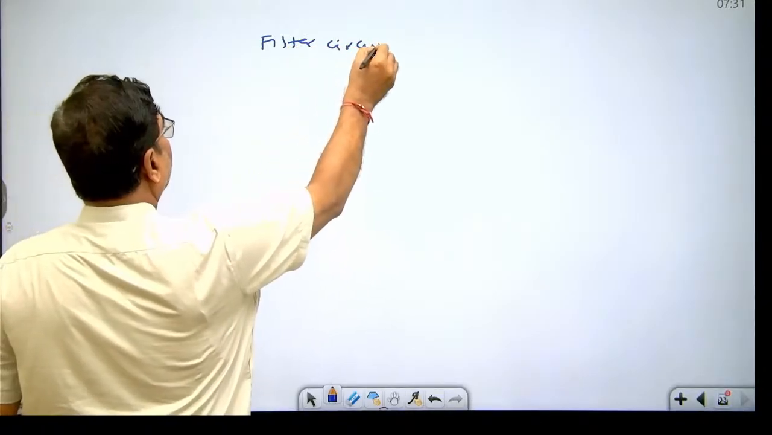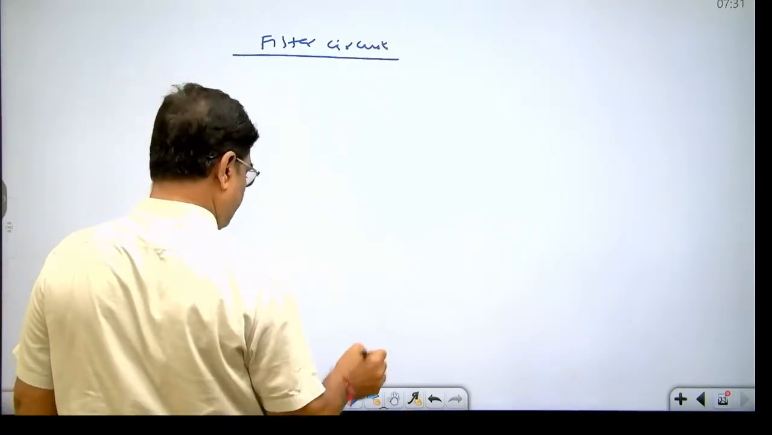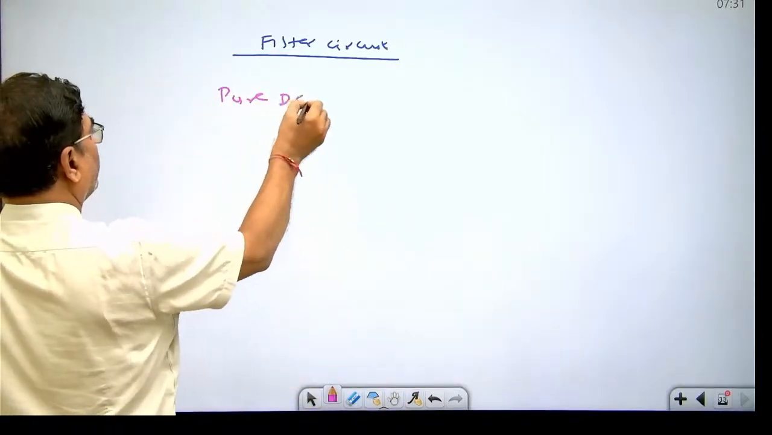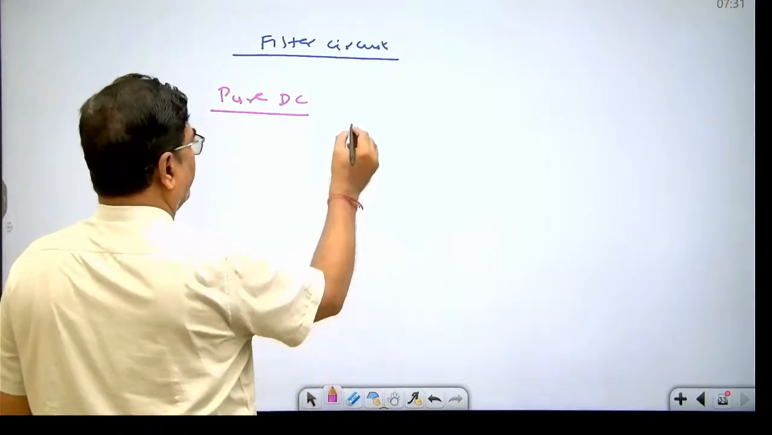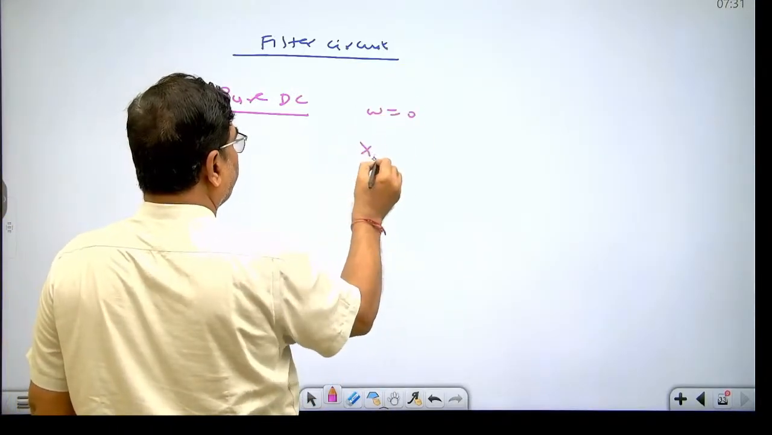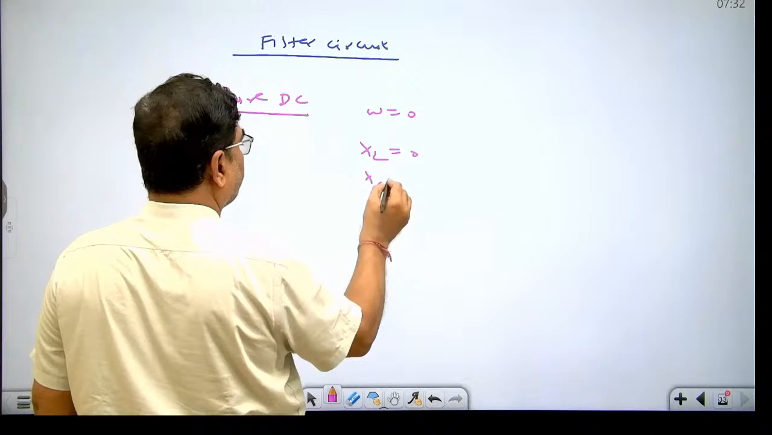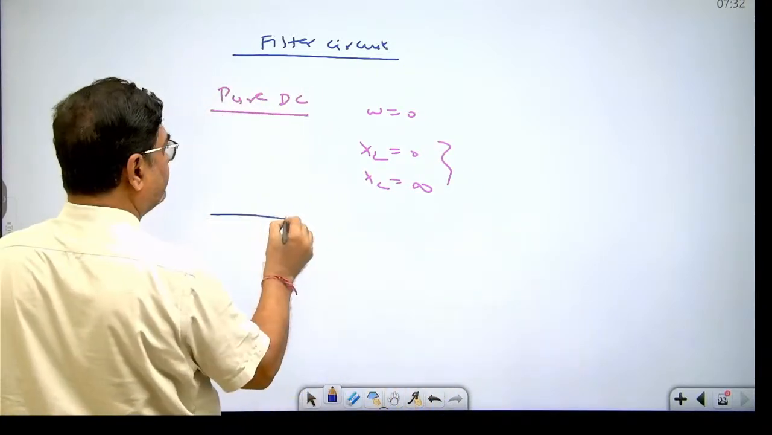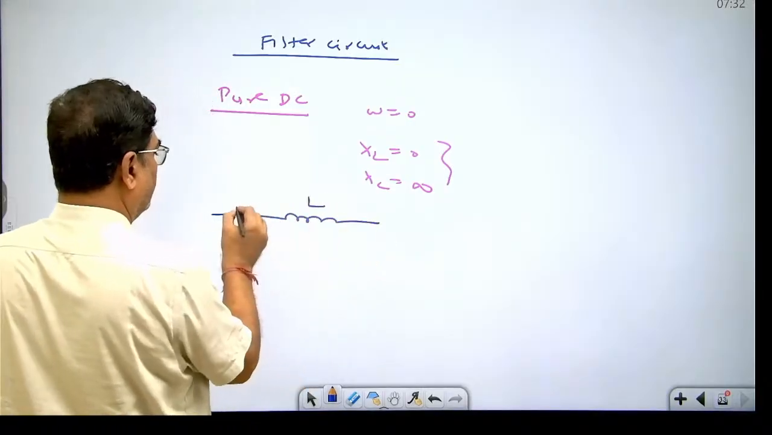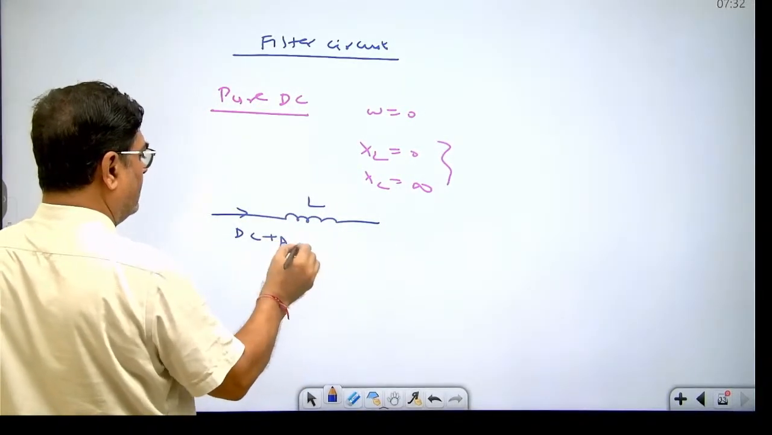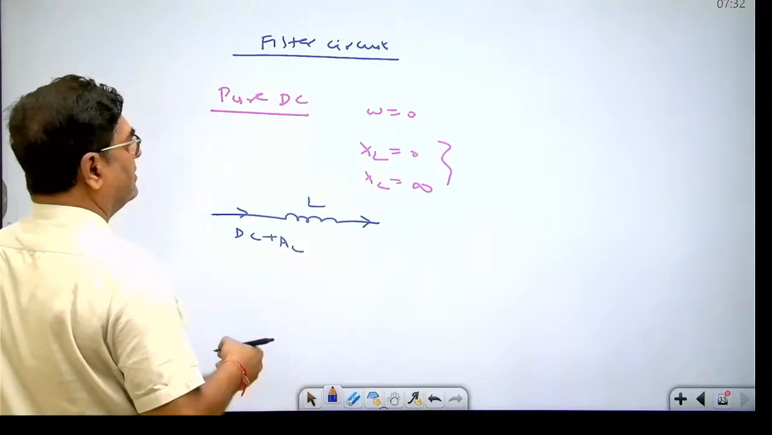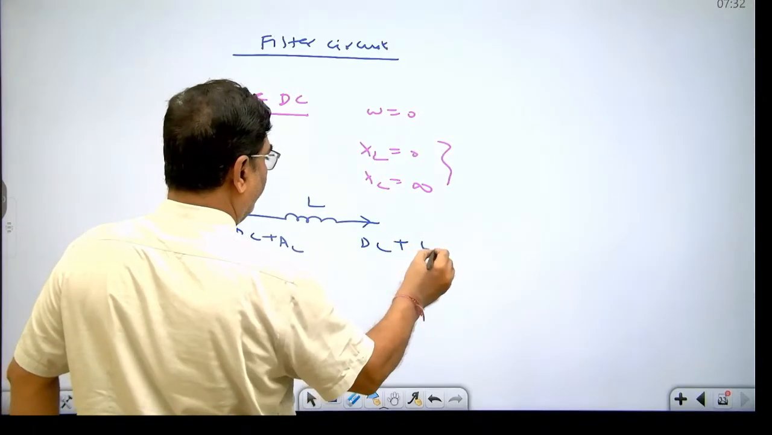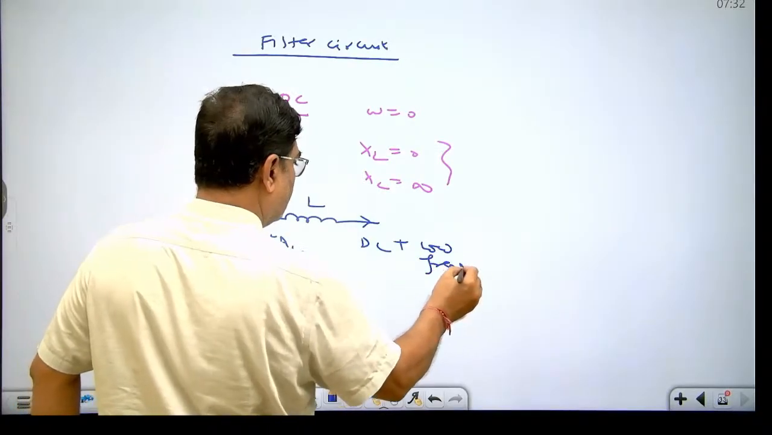Filter circuit. Dear student, for pure DC, omega equals 0. So inductive reactance equals 0 and capacitive reactance remains infinity. So if you pass a mixture of AC and DC, what will pass? DC will pass, and here low frequency AC will also pass.